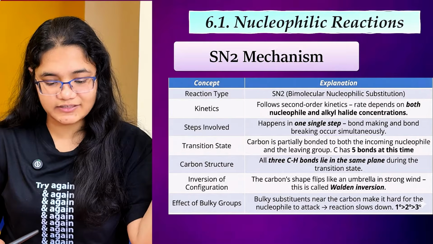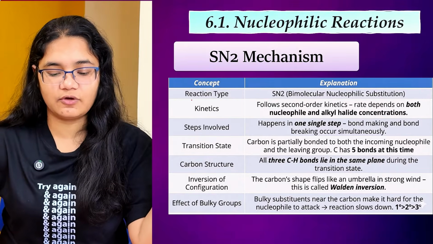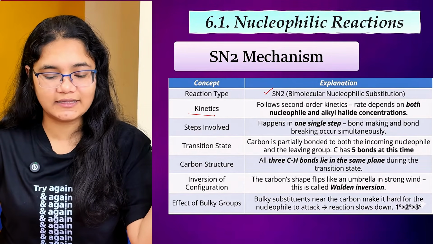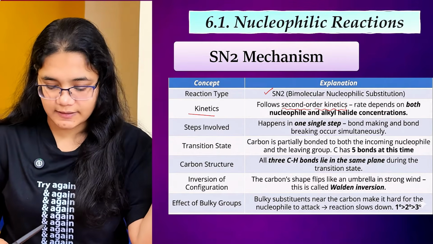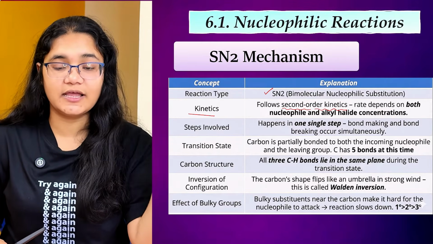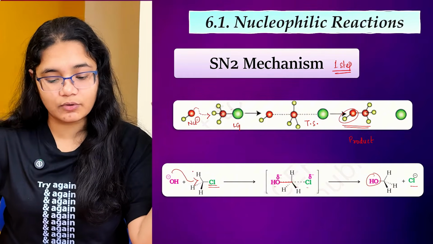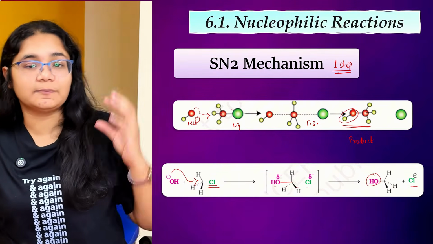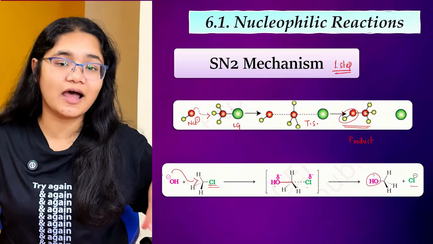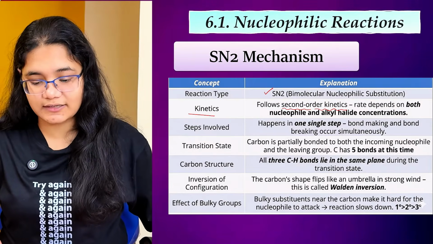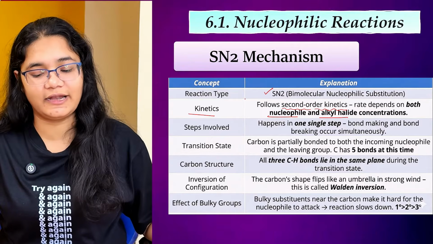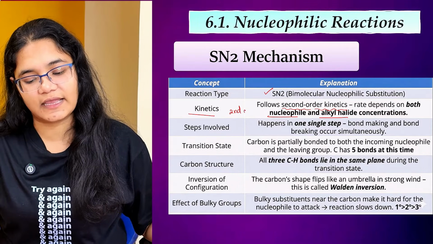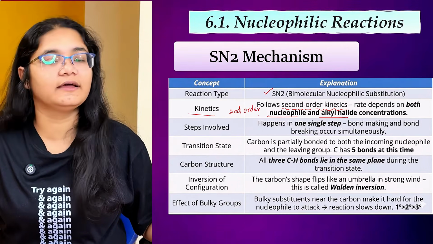Now let's see some points on SN2 mechanism. First of all, the kinetics here is second order kinetics. Now why is it second order? There's only one step in the reaction, and in the beginning both the RX, that is the substrate, and the nucleophile are involved in the reaction. So the reaction rate will depend on the nucleophile as well as on the alkyl halide. That is why it is a second order reaction.